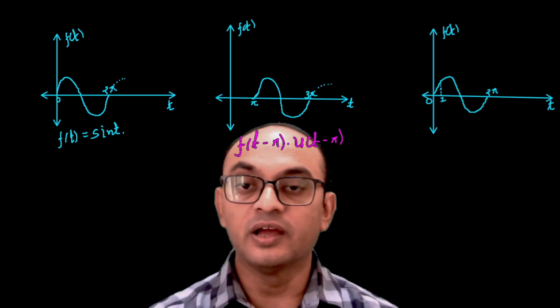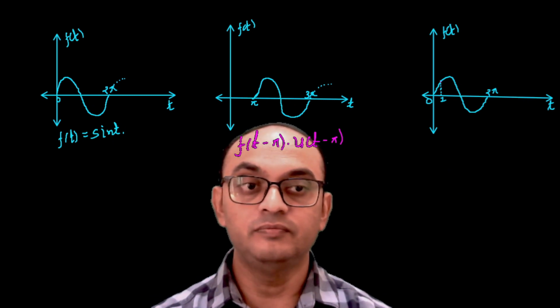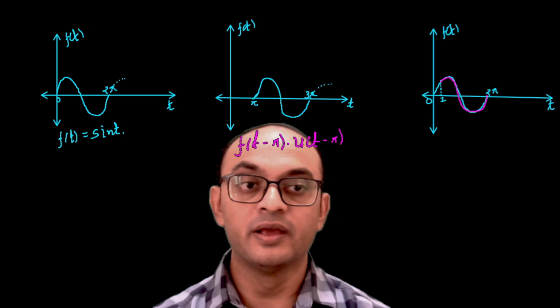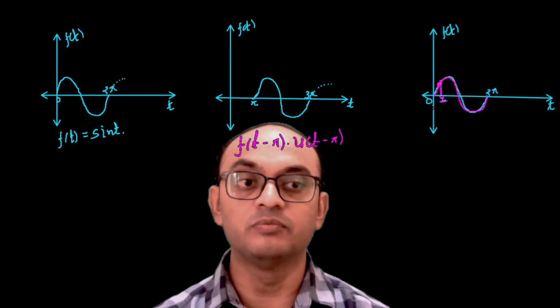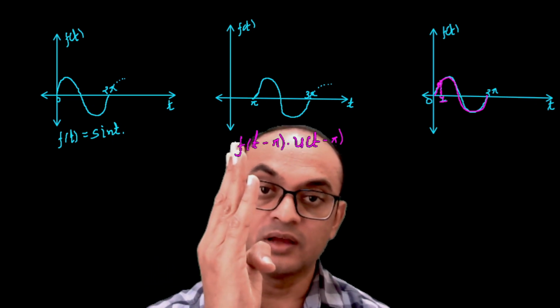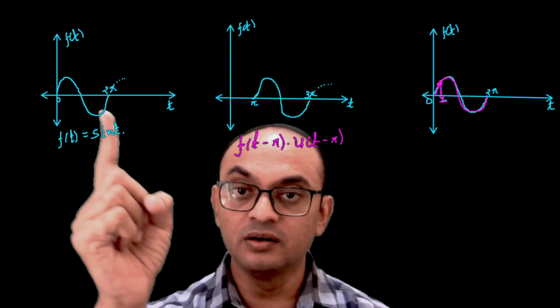Now in this situation what is happening? My function is actually this. This is my function. This is not the part of my function. That means my function is starting from 1. So from 0 to 1 I have nothing. Then from 1 the same function.